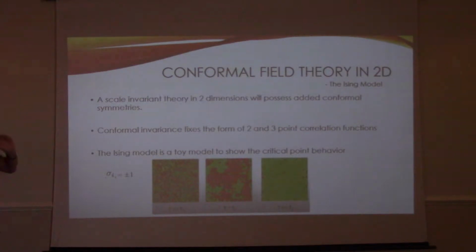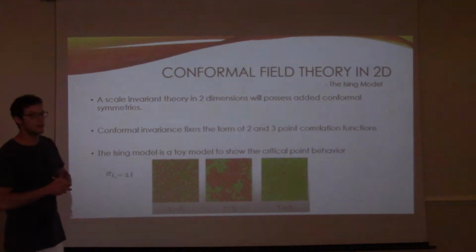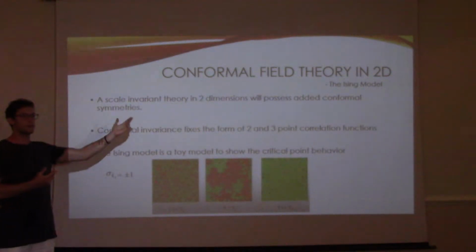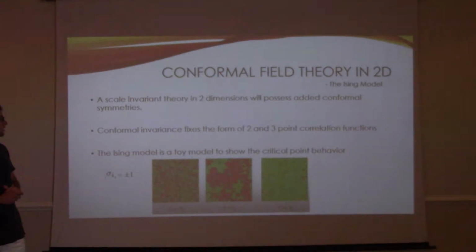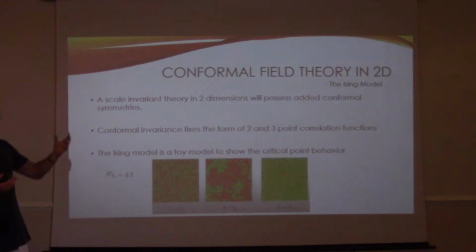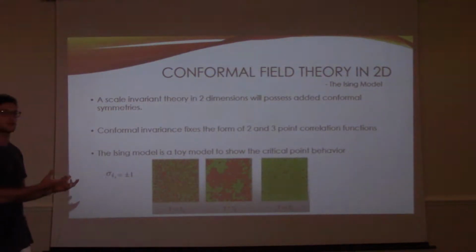If we look at a scale invariant theory in two dimensions with the added Poincaré symmetries, we have a conformal field theory. We have conformal symmetries that go with that. And the beautiful thing about conformal invariance is that it fixes the form of two-point and three-point functions. So this gives us a very nice tool to study certain things.